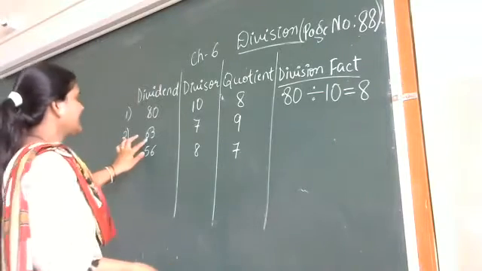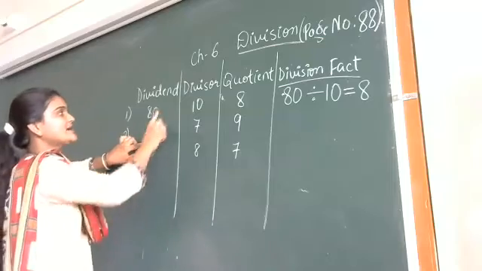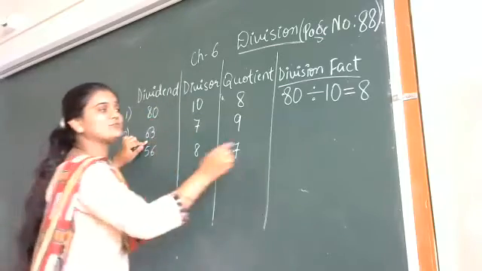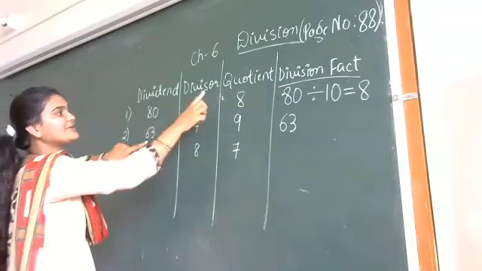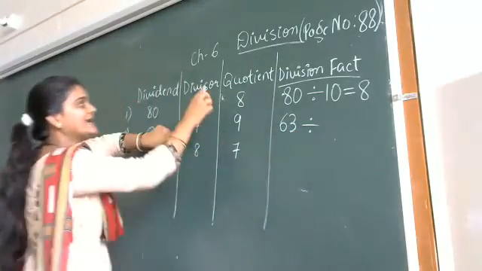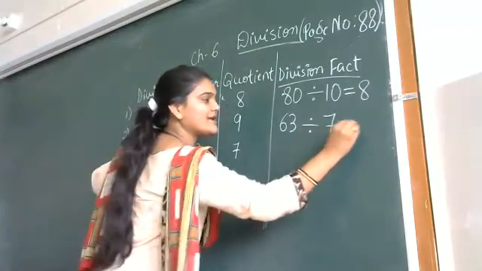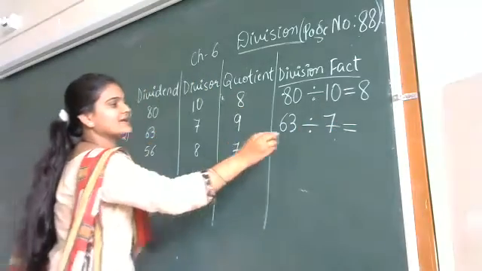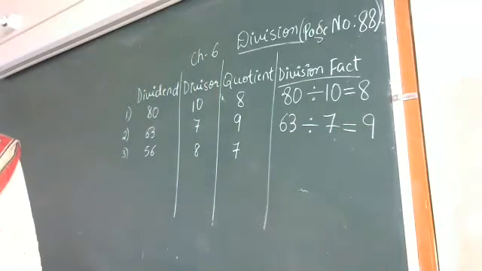23 divided by 12 is equal to... yeah, 7. Correct. First we have to write dividend. After dividend, what will you write? Divisor. Yes, put a division sign and write divisor. That is 7. What answer you get? That is 9. Is it clear? Yes.